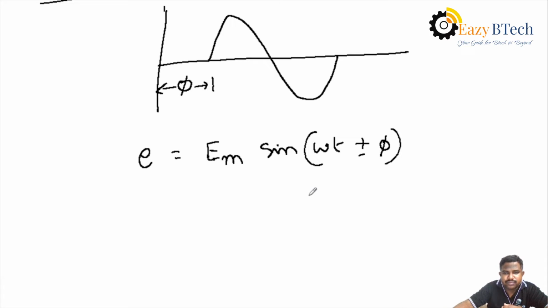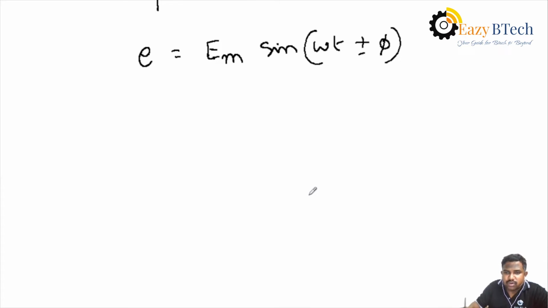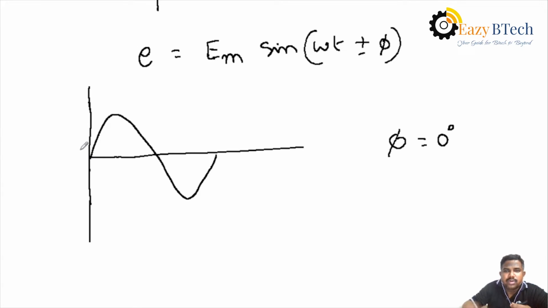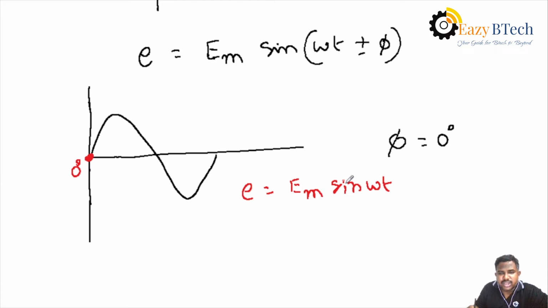Suppose the phase angle of the waveform is 0 degrees. Then how do we represent the corresponding waveform? When the phase angle is 0, the waveform will be traveling through the origin. That is, the waveform will be starting at the origin. This is called the origin point, that is 0 degrees. That's why the phase angle is 0. Then the equation becomes E equal to Em sin omega t. Here the phase angle phi is 0.